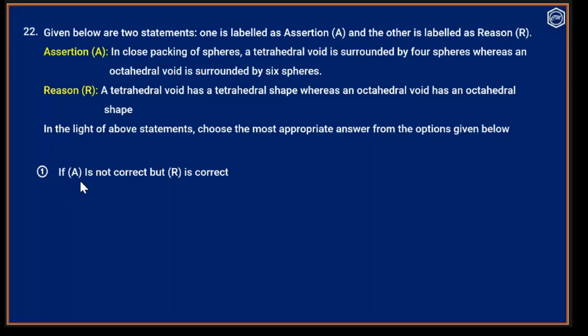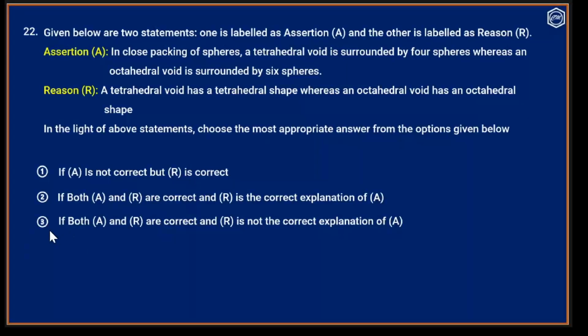Option 1. If A is not correct, but R is correct. Option 2. If A and R are correct and R is the correct explanation of A. Option 3. If both A and R are correct and R is not the correct explanation of A. And option 4. If A is correct but R is not correct.